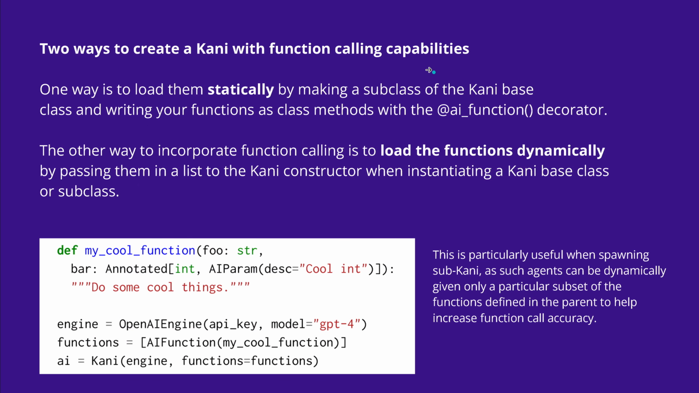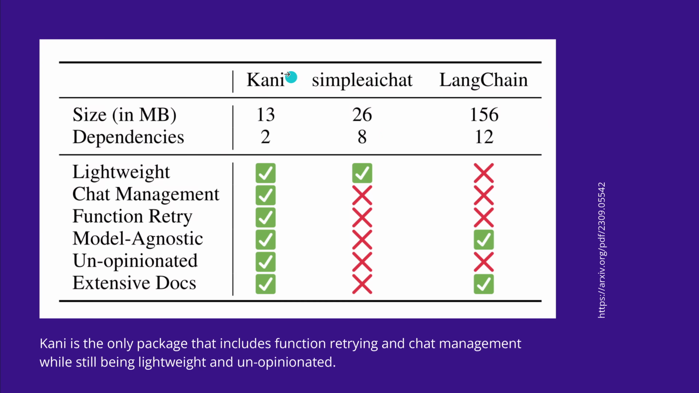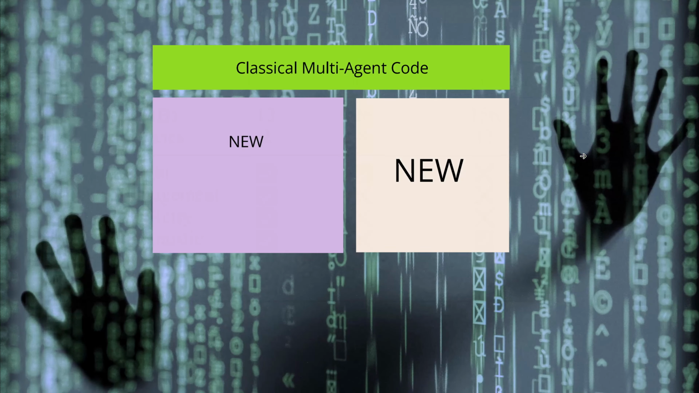There are two ways to create Kani with function calling capabilities. You have it statically and you have it dynamically, passing them in a list to the Kani constructor. And just to show you here from the original publication from Kani, they have the size, compare it now with LangChain, and the dependencies, compare this to LangChain. And then they have some functionalities of Kani. And if you compare this to LangChain, you see why Kani is currently a nice framework.